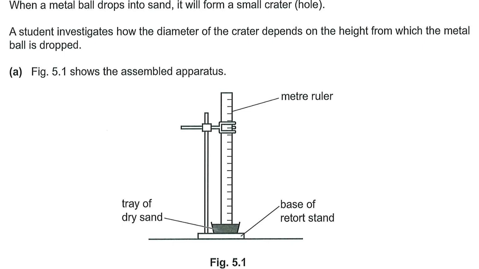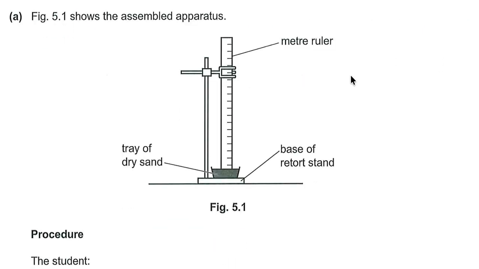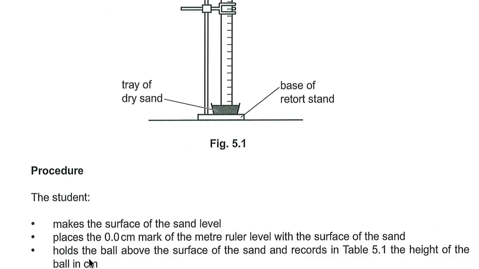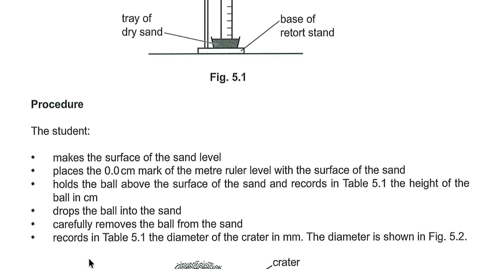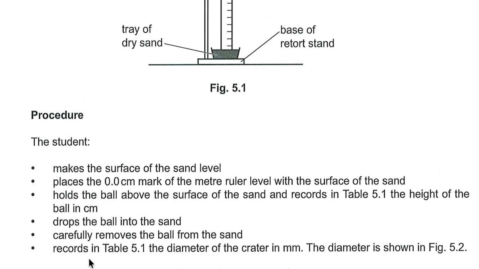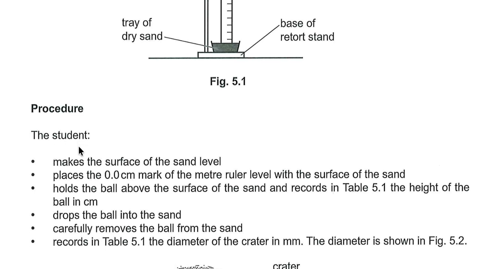Okay, so we've got the assembled apparatus and you're told the procedure, which is nice. We make the surface level. Lots of typing here, lots of information. To be honest, do you need to read this? I don't know. I glance over it. I think in an exam, I would take time just to make sure you understand the experiment before you move on. Okay. We then have this.